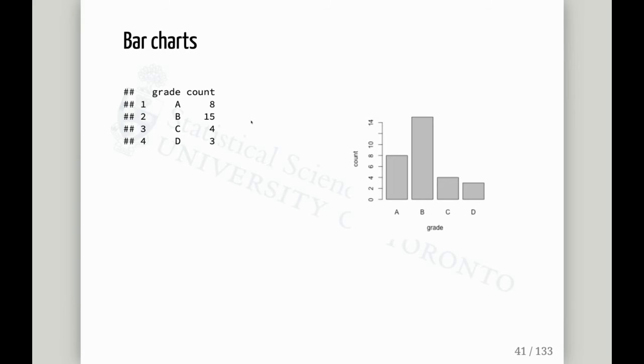Okay, bar charts. Let's say this is from a class, for my report card. 8 students got an A, 15 students got a B, 4 students got a C, 3 students got a D. Then in my bar chart, A would basically go up to 8, B would go up to 15, and the rest is pretty straightforward.